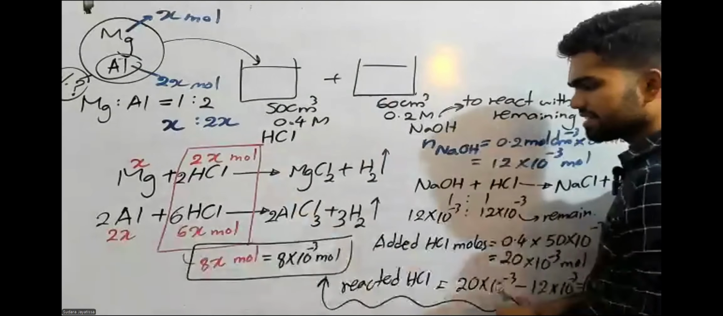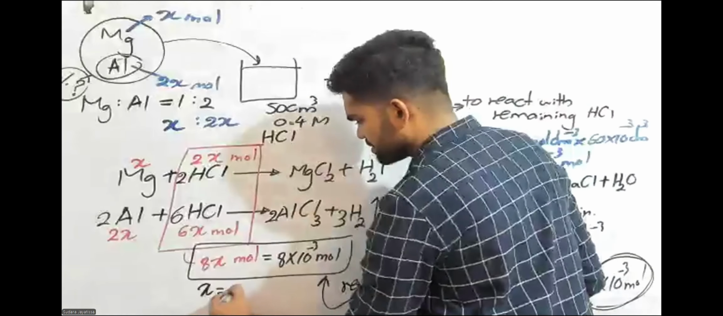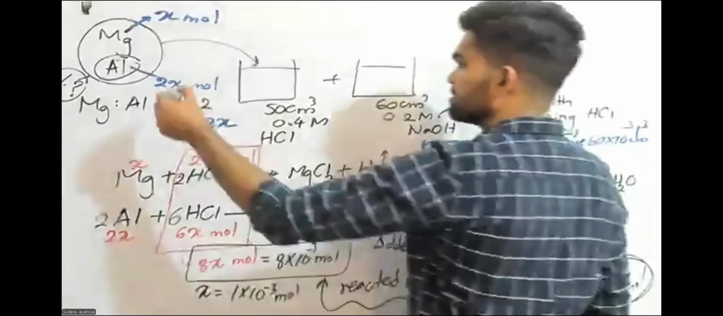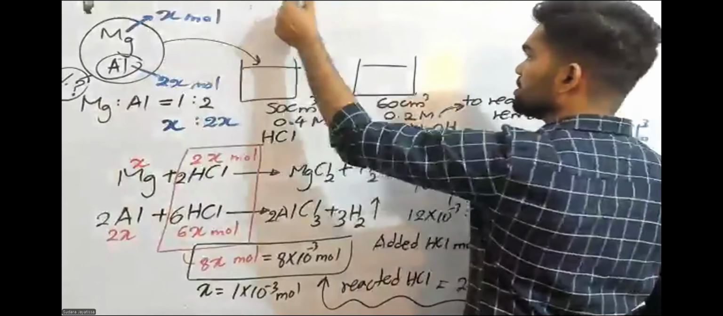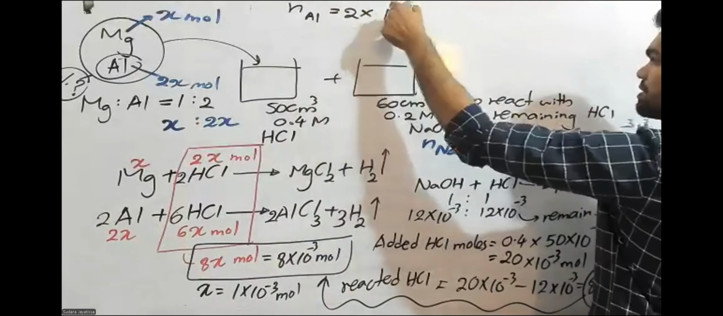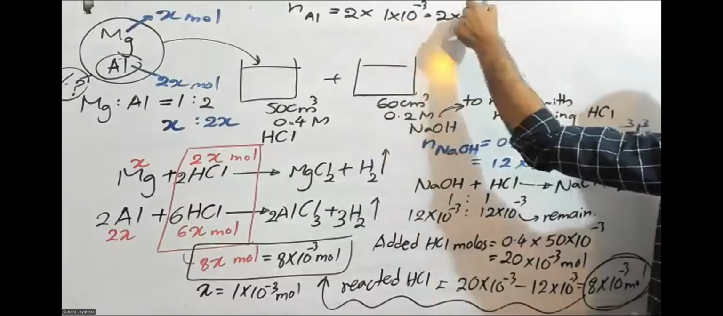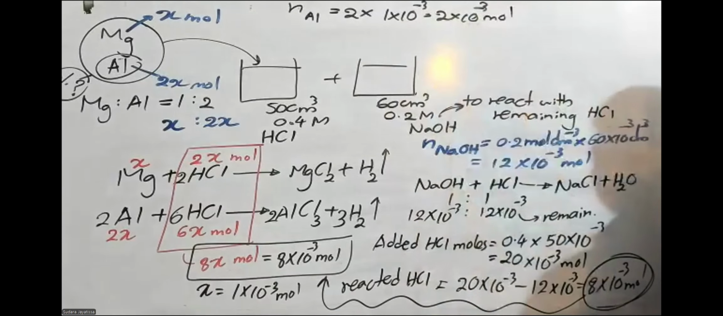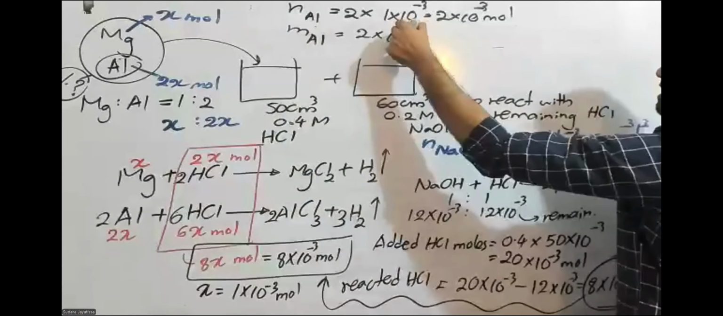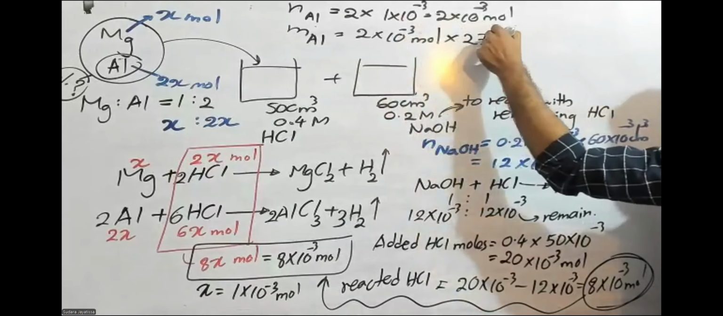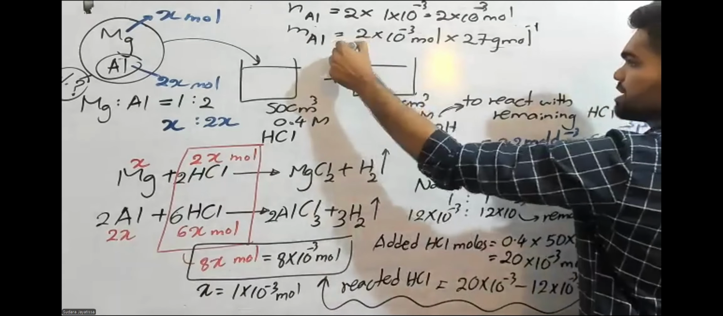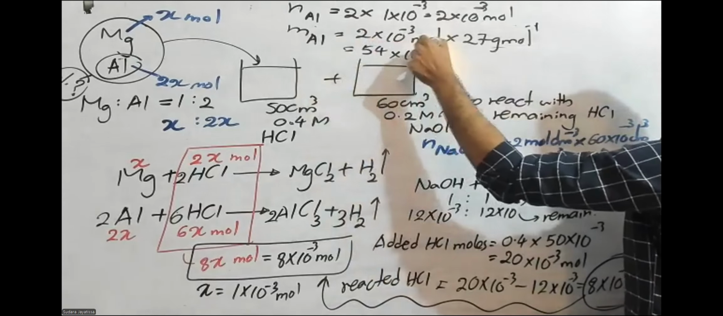And then what is x? X is equal to 1 into 10 to the power minus 3. So aluminium moles will be 2x, no? So moles of aluminium will be 2 into 1 into 10 to the power minus 3. That means 2 into 10 to the power minus 3 moles of aluminium will be there. Then let's find the mass of aluminium. It's very simple. 2 into 10 to the power minus 3 moles into 27 grams per mole. Okay? So that means 54 into 10 to the power minus 3 grams.